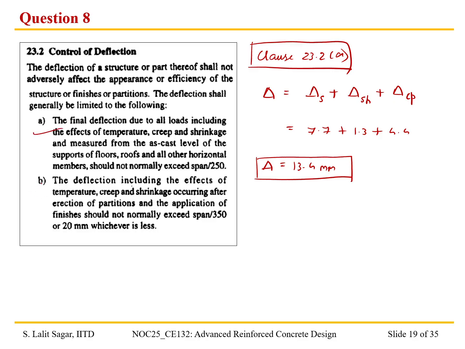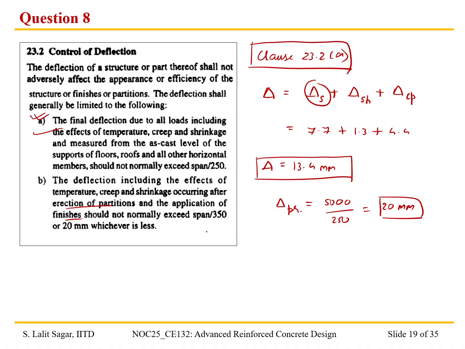On the other hand, the subclause B is with respect to the erection of partition and the application of finishes. So here the difference between these two delta is that the delta S is replaced by delta I. We're going to see that in the next part of this question. Now let us check with the permissible value. Here we can write delta permissible PR is equal to L by 250, that is 5000 divided by 250, which gives me a value of 20 millimeter. So it is less than the permissible deflection. So clause 23.2a is satisfied.